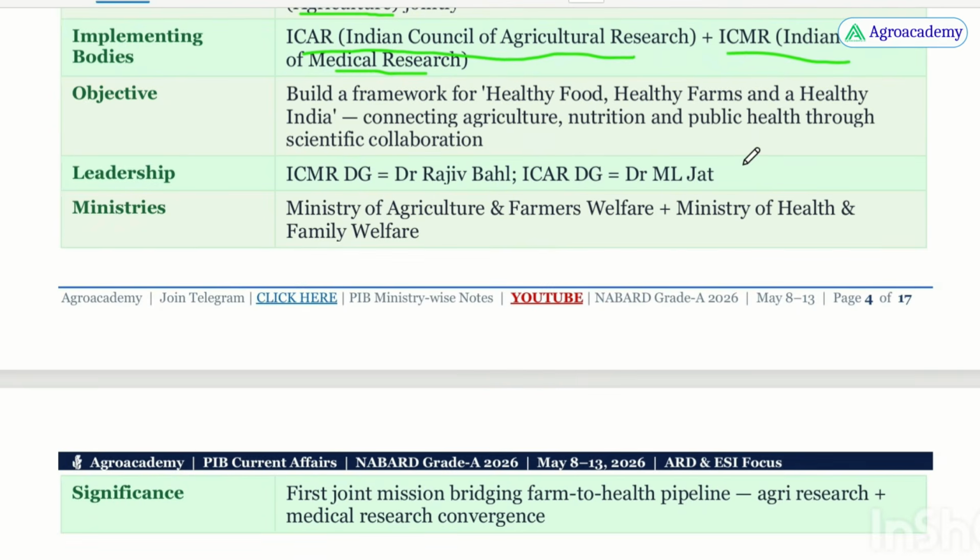The main objective of the Sehat mission is to build a framework for healthy food, healthy farms, and a healthy India. To remember this line: healthy food, healthy farms, and healthy India, which connects agriculture, nutrition, and public health through scientific collaboration. Also go through the DG names of ICMR and ICAR, and the ministries: Ministry of Agriculture and Farmers Welfare, and Ministry of Health and Family Welfare.